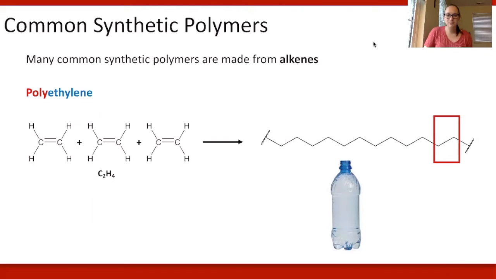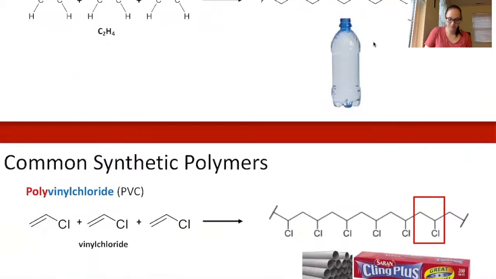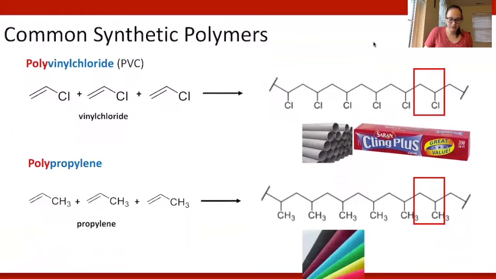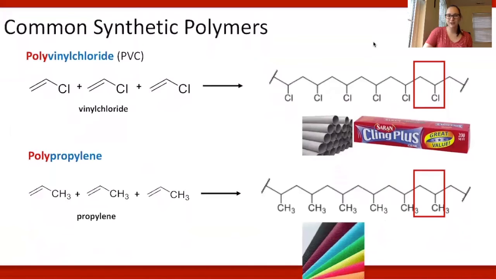So the first one is polyethylene. So this is the one we showed before. Its monomer unit is just a C2H4 unit shown in this box here. Where these are commonly used is things such as water bottles or bottles in general, the most common plastic that you'd see. Other synthetic polymers, we have polyvinyl chloride.